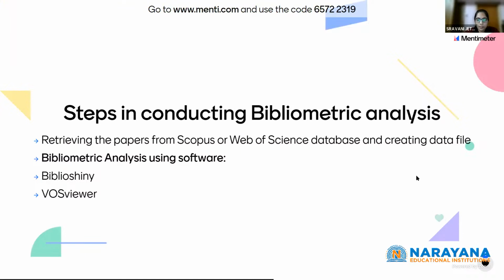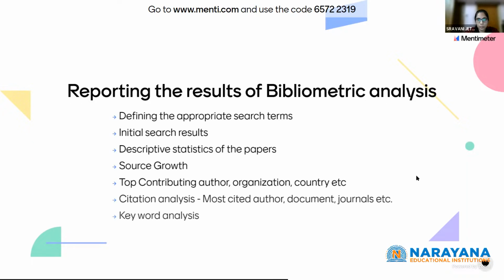Once you have retrieved the papers from Scopus, you can analyze the data using the Biblioshiny and VOSviewer software. Once you have retrieved the papers, you can decide what results you want to display for the bibliometric analysis.